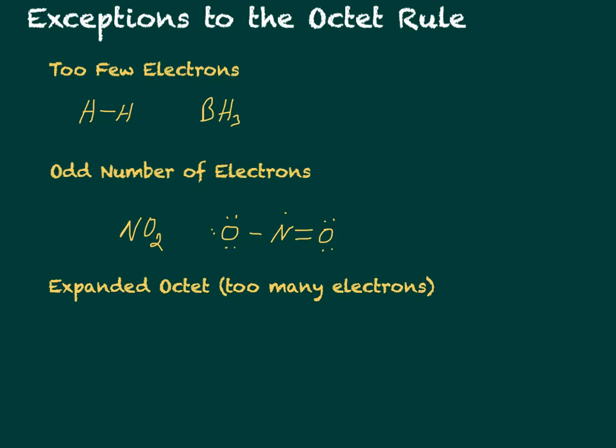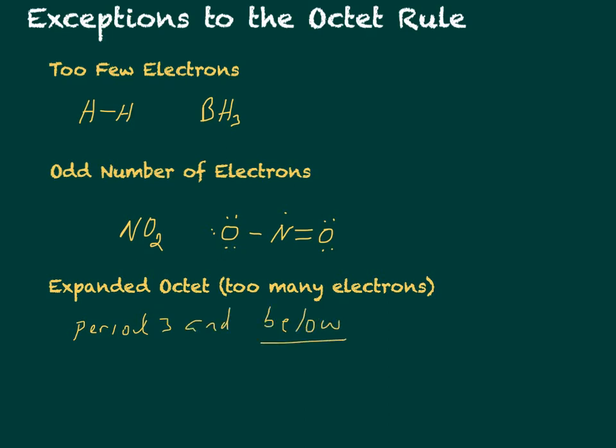Now, the biggest exception comes when we can expand the octet. This is when we have too many electrons. Now, the expanded octet can only occur from period 3 and below.